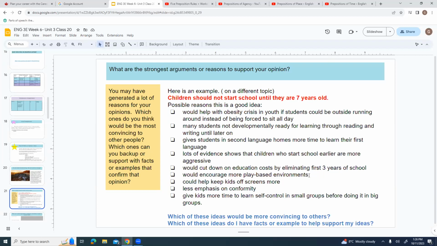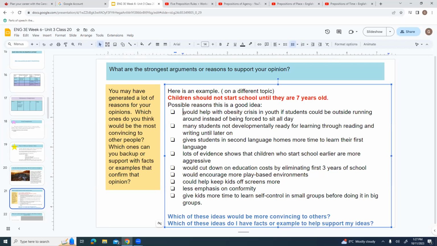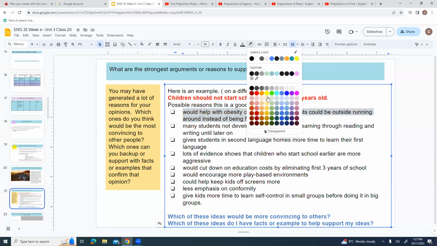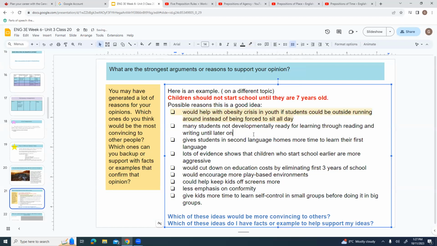So which one of these? I got a lot of ideas. I'm not going to write about all of them, there's not enough room. Which of the ideas would be most convincing to others? And which of these ideas do I have facts or examples to support? So looking at these, I think this one is a pretty strong one. I think making kids sit around all day is really not helping anybody's health at all. I do think this is true, but I would have to look things up to make sure that I could prove it. So I'm going to leave that one for right now.